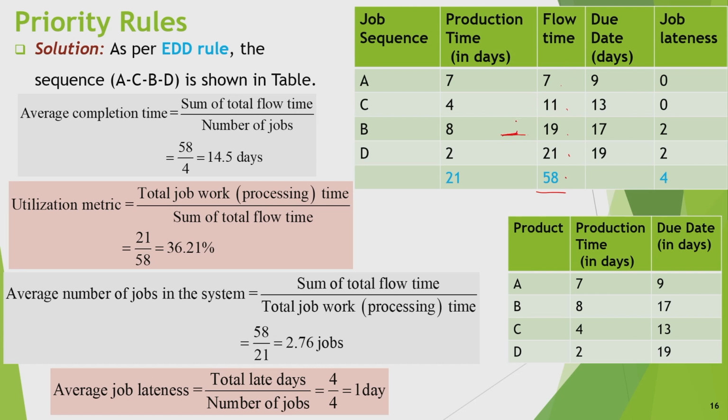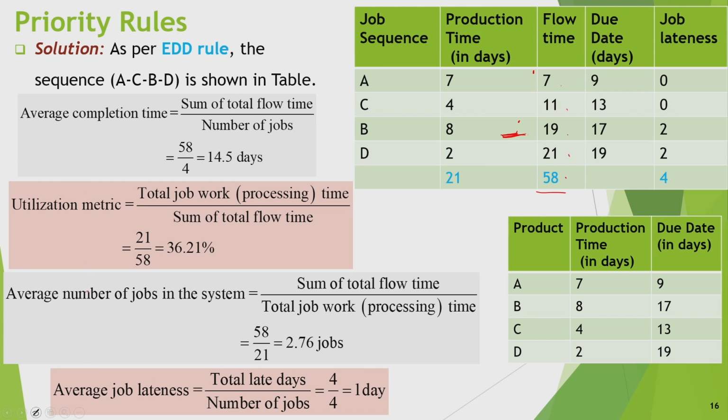So this is 21, and then the due date will be this one, and job lateness will be 4, because for product B production time is 8, flow time is 19, but the due date was 17, so it is 2 days late. Similarly for job D, flow time was 21, that means on the 21st of that month it was completed, but the due date was the 19th of that month, so it is 2 days late.